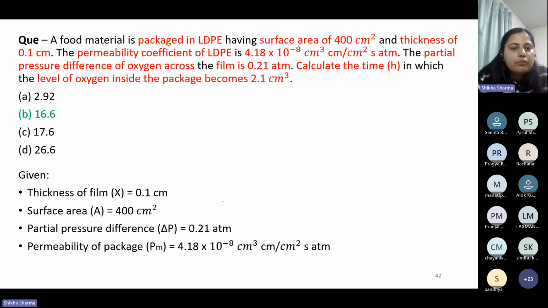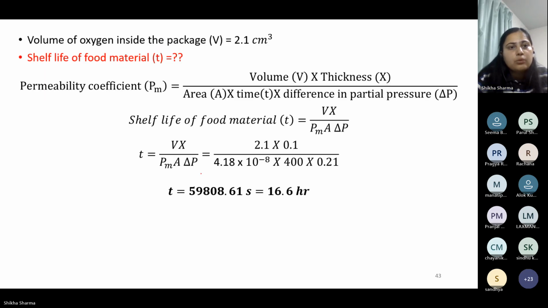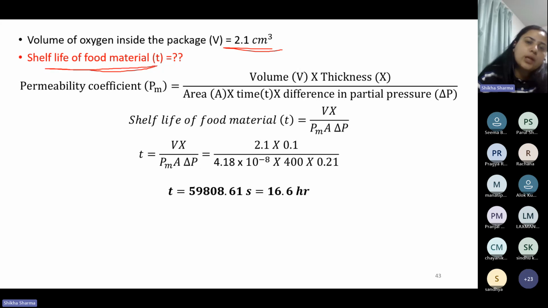We have the thickness of the film given in the question as 0.1 centimeter. Surface area is 400 centimeter square. Partial pressure difference is 0.21 atm. Permeability of the packaging material is 4.18 into 10 to the power minus 8. The final volume of oxygen gas inside the package is given as 2.1 centimeter cube, and we need to tell the shelf life of the food material, or the time we can keep the food material.